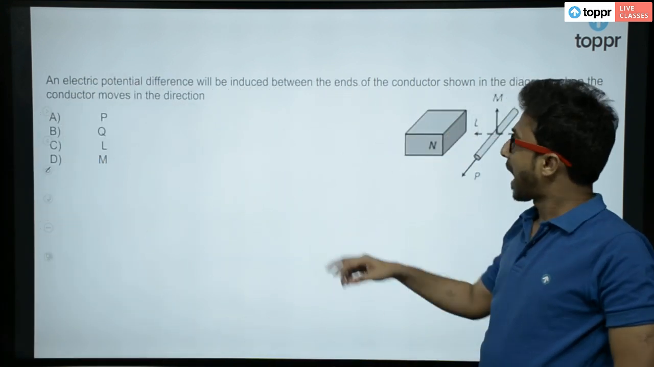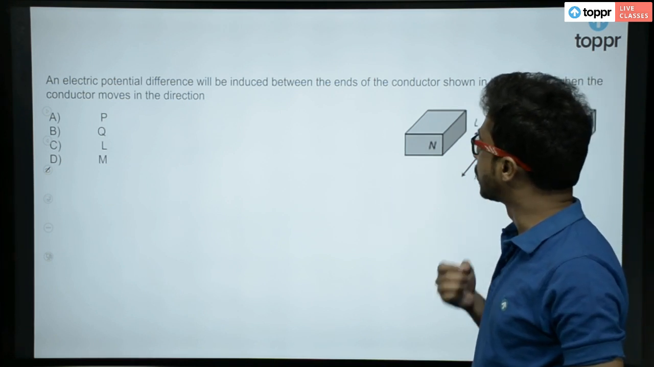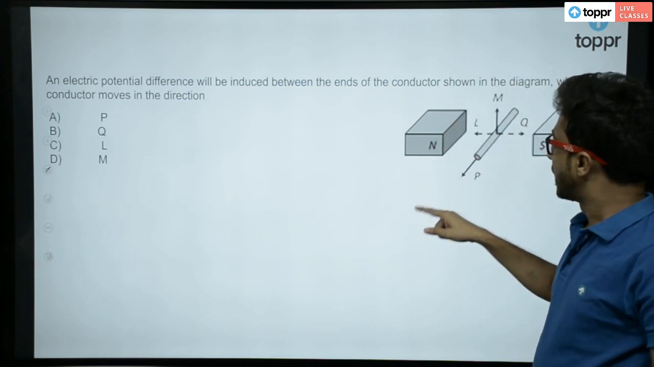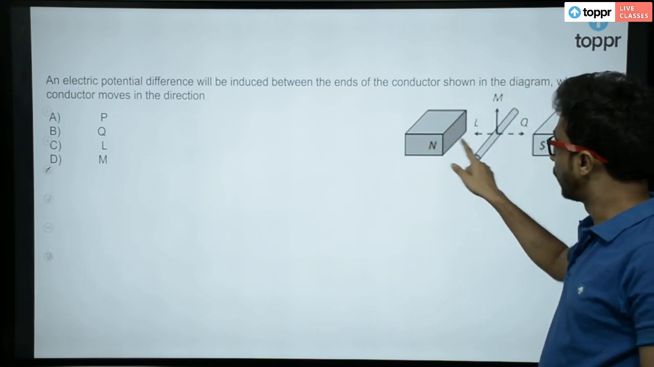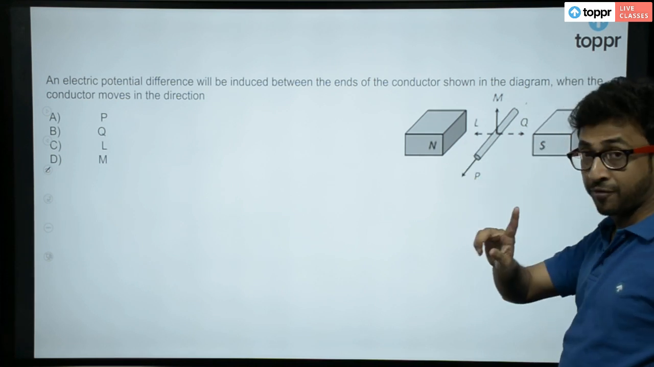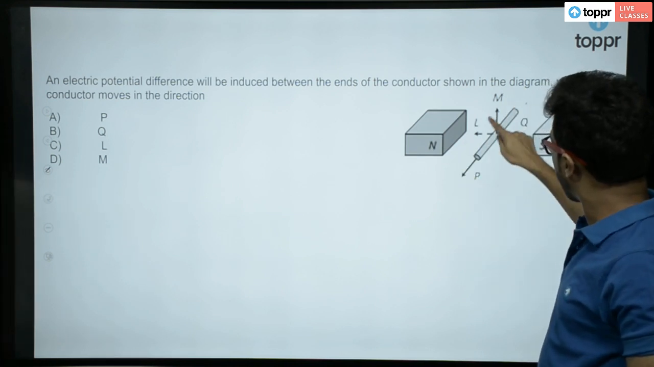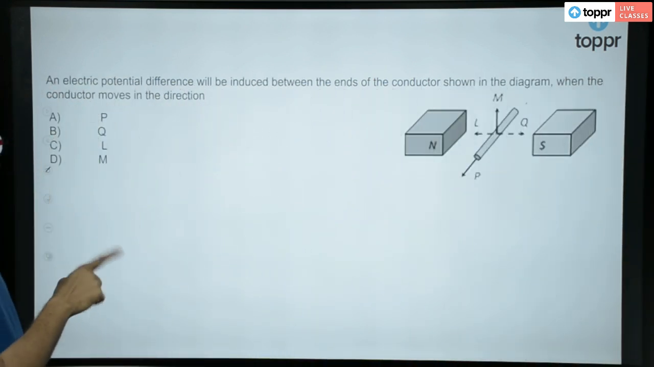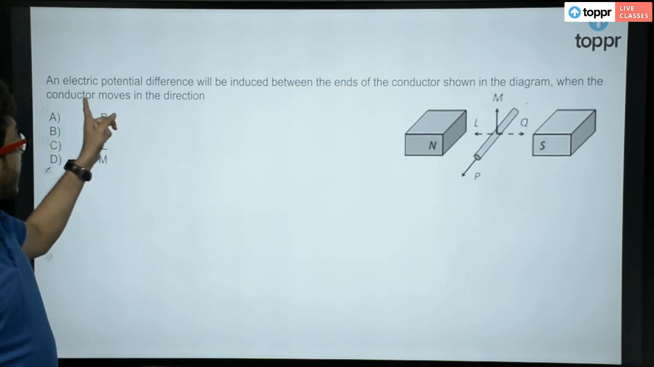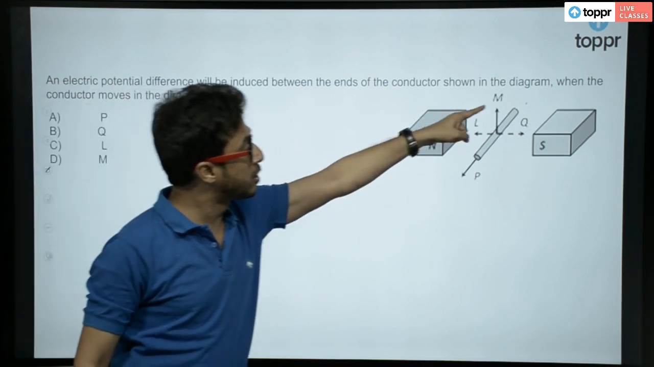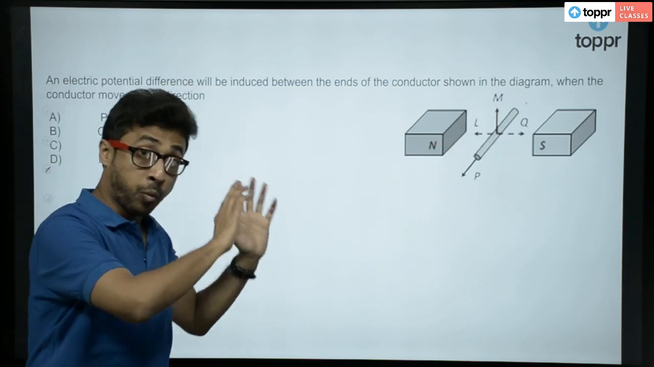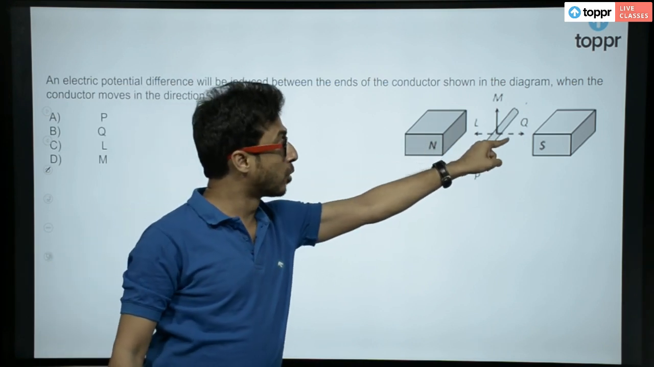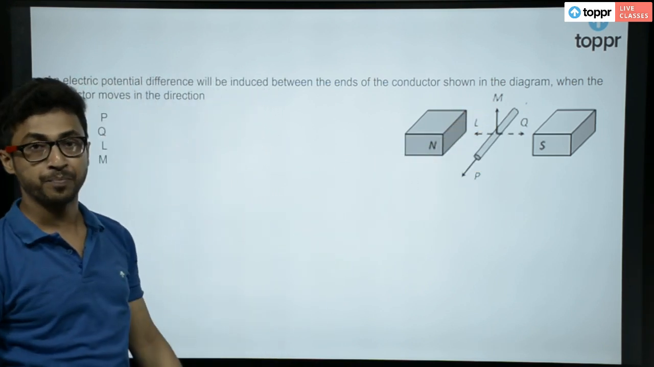An electric potential difference will be induced between the ends of the conductor shown in the diagram. See, north, south, right? There is a conductor. See, there are 4 regions marked: L, M, Q and P, right? When the conductor moves in the direction, the question is, electric potential difference will be induced in the coil when the conductor will be moved along L, along Q, along M or along P.